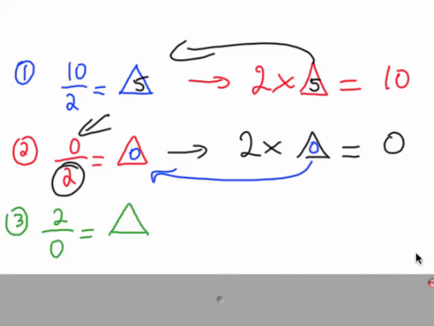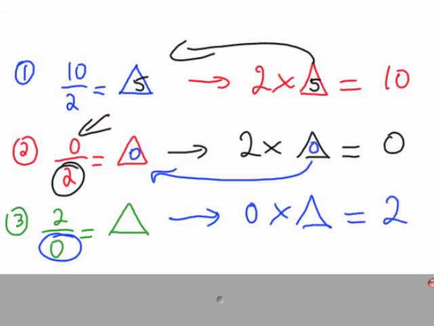Alright, what happens if I go 2 divided by 0? Again, we can write this in terms of multiplication. We know that 0 times something would have to give us 2. So 0 times what is 2? Nothing. There is no value. And so that's why we say that a number divided by 0 is undefined. There is no value.